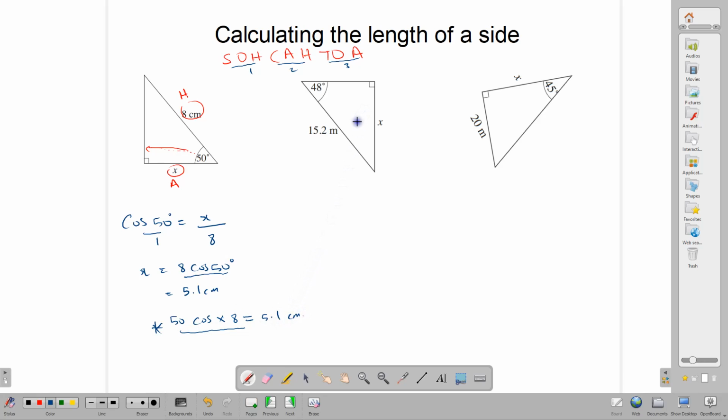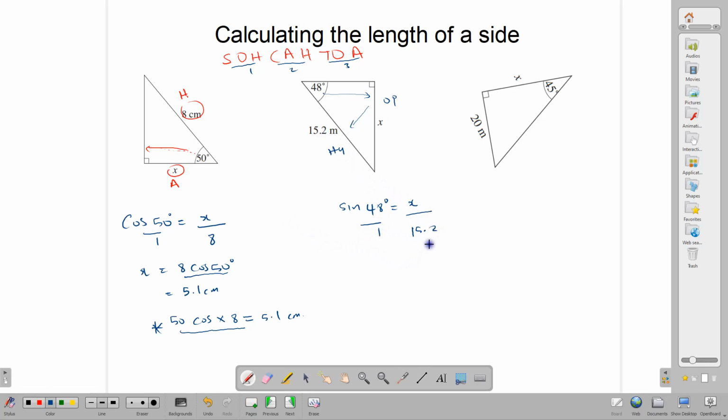In this case, let's look at them. This is the side, start with the angle. This side is directly in front of the angle, so we know that this side is the opposite. We also know that this side is the hypotenuse. It is the longest one, and it is the one in front of the right angle. Now, which of the three ratios uses opposite and hypotenuse? It is sine. So we're going to say the sine of the angle 48 degrees is equal to the opposite side, which is x, divided by the hypotenuse, which is 15.2.